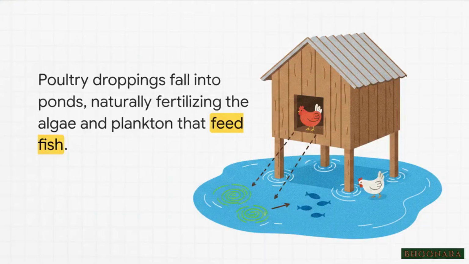Let's talk about poultry-cum-fish integration. This is fascinating. By building a poultry house directly over, or even just adjacent to, a fish pond, the poultry droppings fall straight into the water. Boom! You have completely eliminated a massive waste management headache. Why? Because those droppings instantly become aquatic fertilizer. They naturally stimulate the growth of algae and plankton, which happens to be exactly what your fish need to eat.